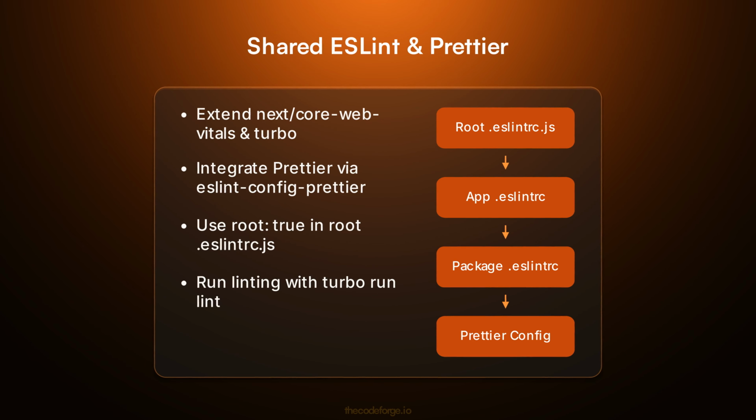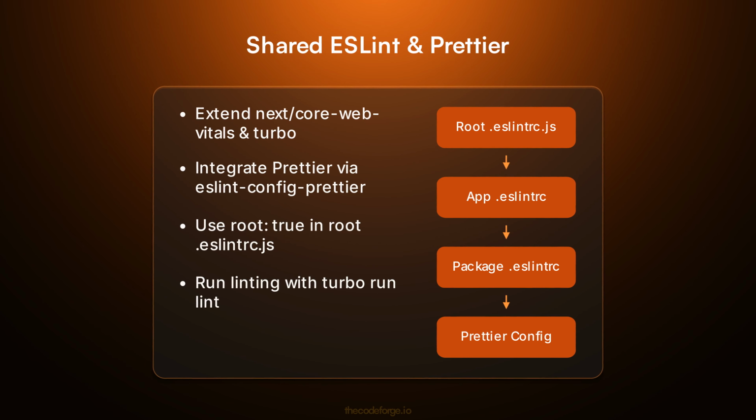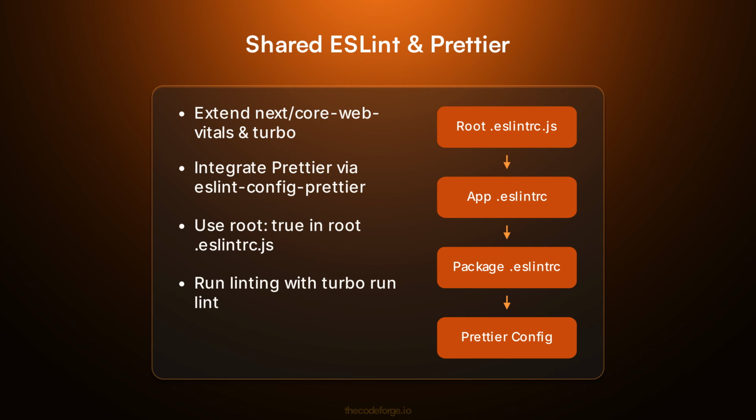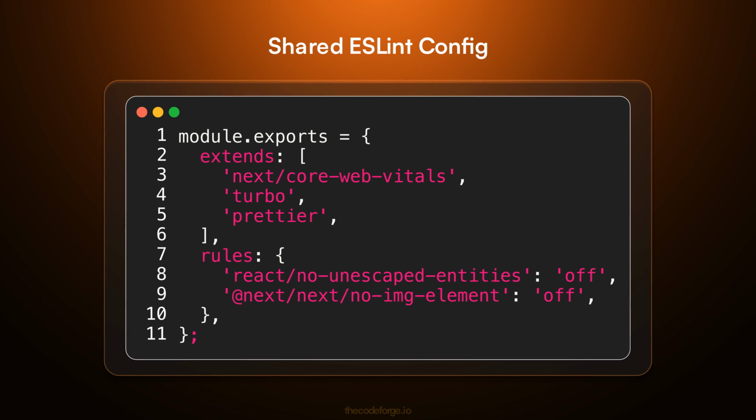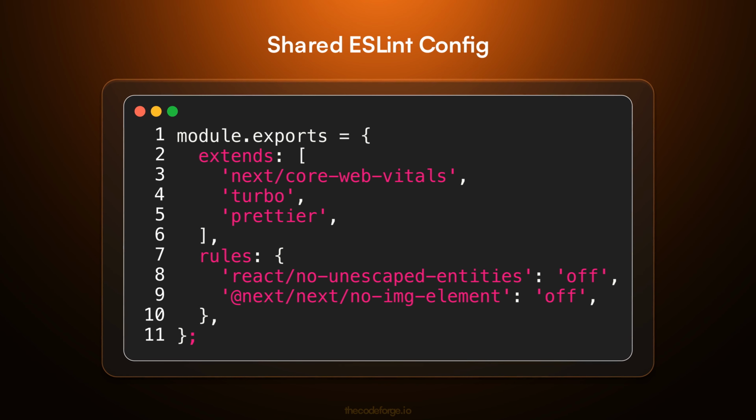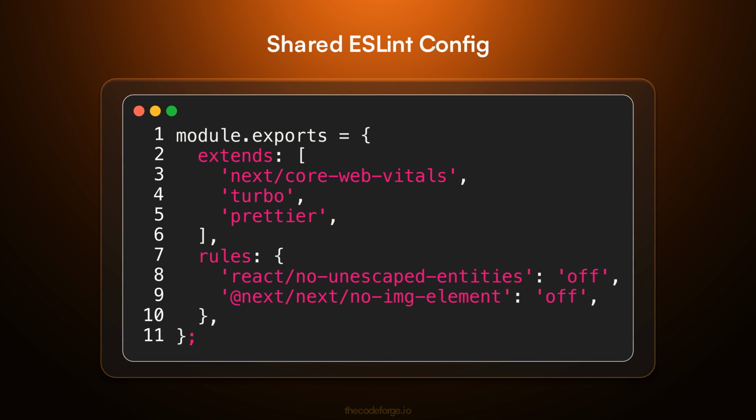Enforce code style across the monorepo with a shared ESLint config that extends next/core-web-vitals and turbo. Use Prettier for formatting, integrated via eslint-config-prettier. Run linting in CI with turbo run lint to check all workspaces. This root ESLint config extends recommended presets and turns off a few noisy rules. Add a .prettierrc at the root with shared settings like single quote and trailing comma.